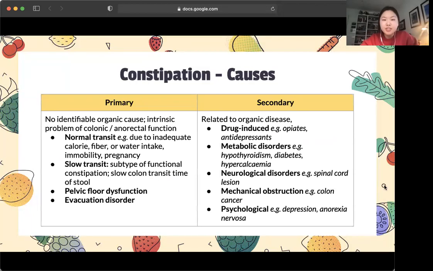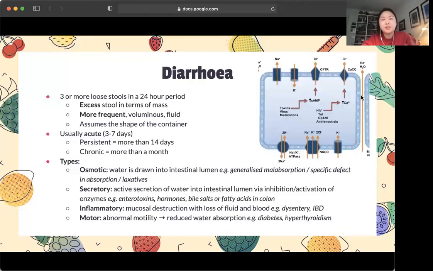These are some causes. There are primary and secondary causes of constipation. Primary is something to do with the actual function, and secondary is related to a disease. They're all there, you can have a look yourself, but we just need to push through.